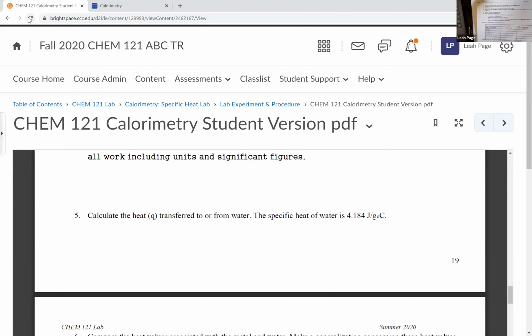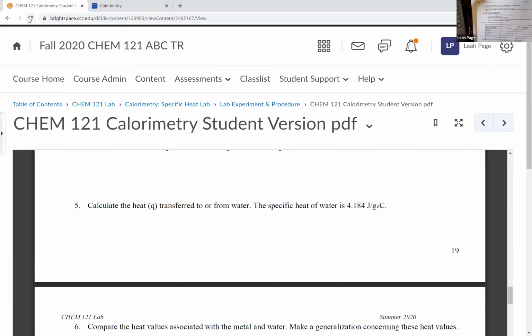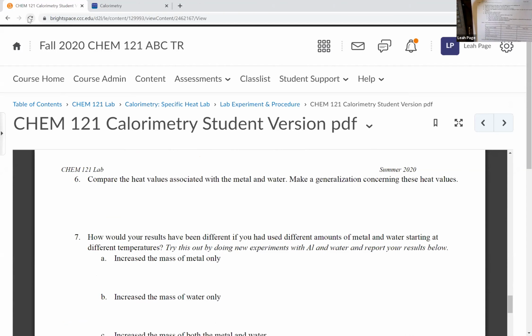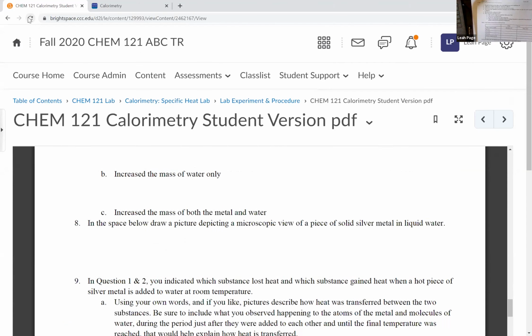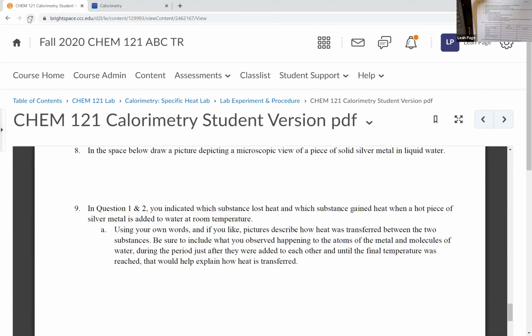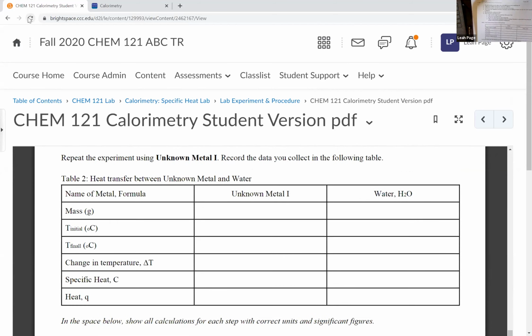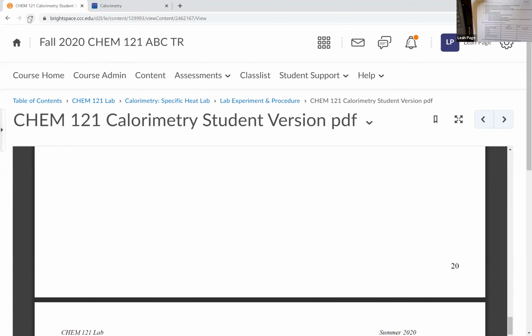So we should easily be able to calculate the amount of heat that was either absorbed or given off by the aluminum. So then we have to calculate the heat transferred to or from water. We're going to use the specific heat of water and do the same thing. Compare the two answers and then answer these questions down here. So that's part A. So I've pretty much told you guys how to do part A. Now it's just kind of like answering the questions and filling in the answers.